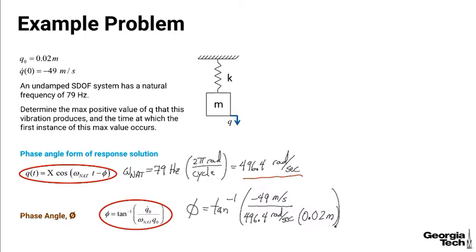And so the meters cancel out, the seconds cancel out. Seconds is in the denominator both times. And so we end up with our phi as equal to minus 1.37 radians. Okay, we'll continue on now.